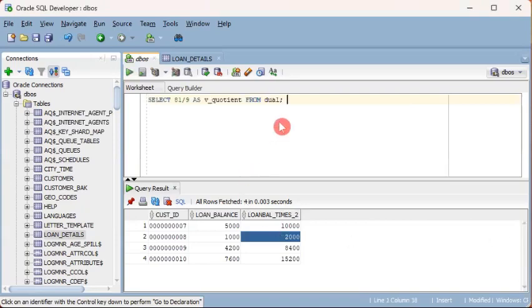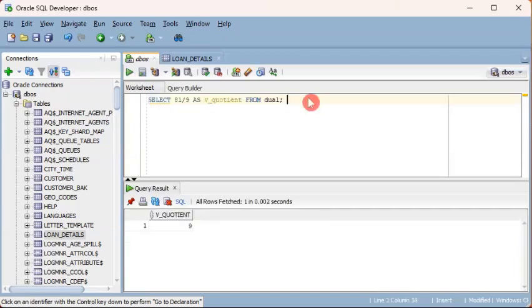Okay. So let's look at an example. Select 81 divided by 9 as V quotient, my alias, from dual. So again, the slash is the division operator. 81 divided by 9, of course, is 9. Okay, so we got the 9, we got the alias V quotient. So alias is a nickname.